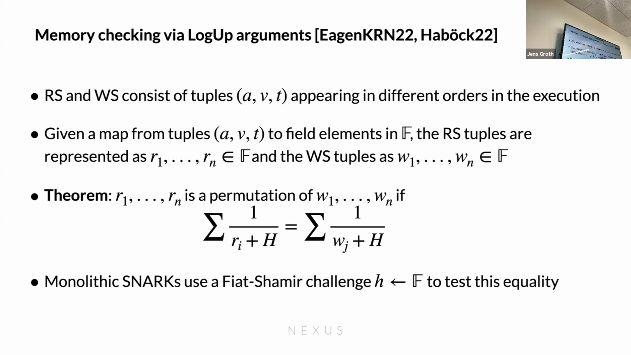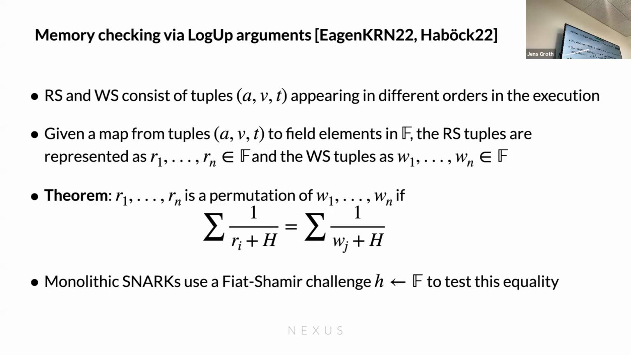Okay, I'll assume we have some easy way to map this kind of tuple down to a field element. So I'll just think of the read set as a number of field element values and the write set as a number of field elements. Okay, but they might appear in different order. So they're supposed to be just the same, but in different order, potentially.